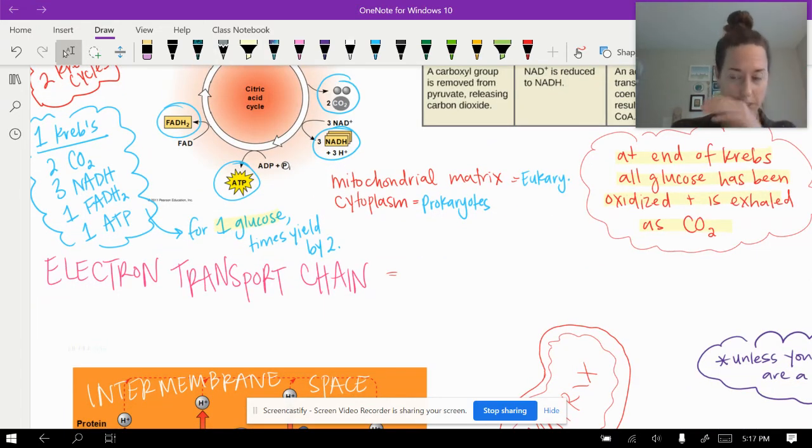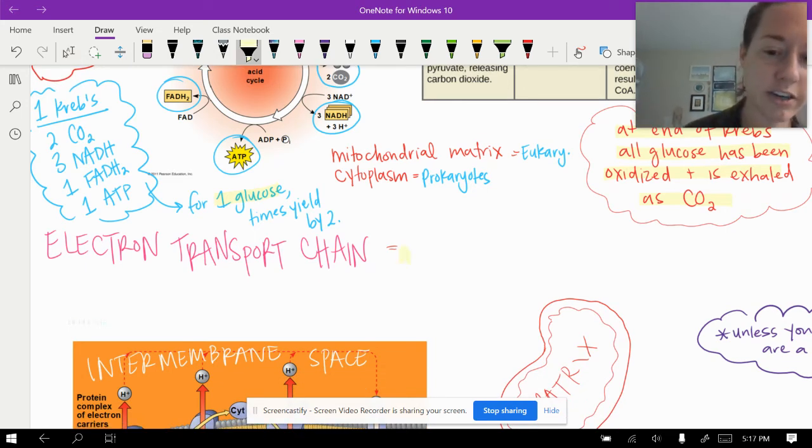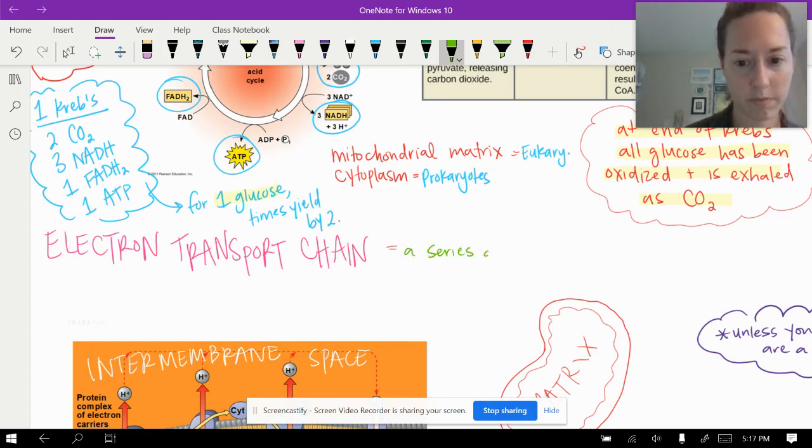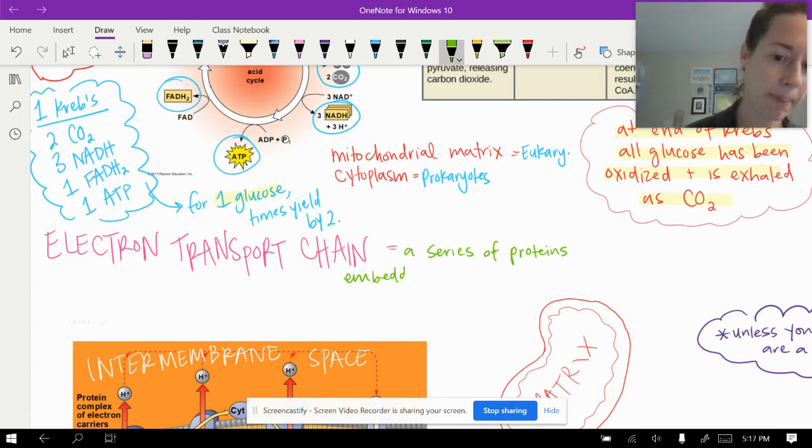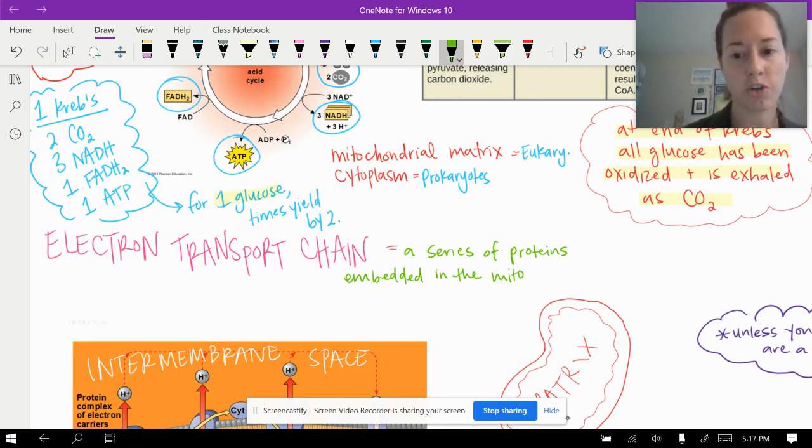All right. So the electron transport chain is just a series of proteins embedded in the mitochondrial inner membrane. I'm going to switch to a different color so it stands out.